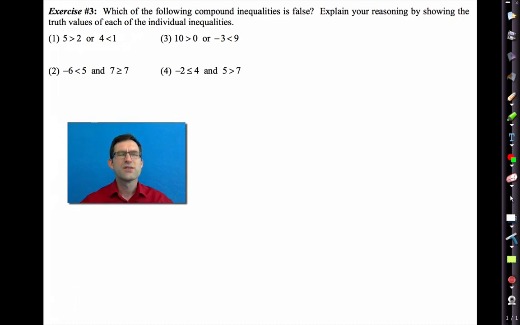Okay, so let's try to put that to the test right now. Which of the following compound inequalities is false? Explain your reasoning by showing the truth values of each of the individual inequalities. So we're going to go through every single one of them, but we're looking for the one that's false. Okay? So please work on this. Pause the video if you need to, and then we'll talk about it.